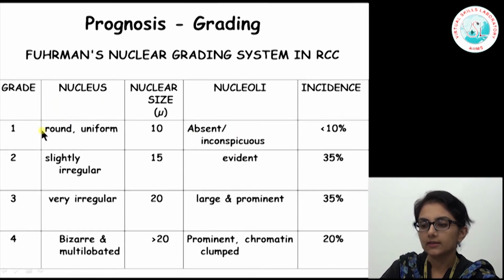To remember easily, in grade 1, you have round uniform nuclei which are small with absent or inconspicuous nucleoli. By grade 2, the nucleus becomes slightly irregular and the nucleoli become evident but only on high power, that is a 40x magnification. By grade 3, they are very irregular, larger, with large and prominent nucleoli evident even on low power, that is a 10x magnification. And grade 4 is easy to pick up. It has bizarre, multilobated, large nuclei with very prominent nucleoli and chromatin clumping. As you can see, really in RCCs, it's grade 2 and grade 3 which are the most common grades of presentation.